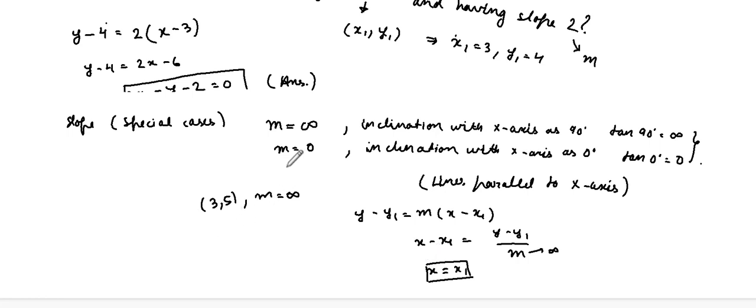And similarly, if you get m is equal to 0, if you apply this formula, you simply get m is equal to 0 multiplied with x minus x1 and y minus y1 is equal to 0. So these equations are the special cases, and the equation for the line passing through this point will be y is equal to 5, and here we will have x is equal to 3.